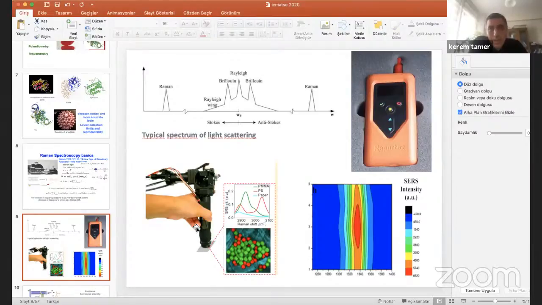But there is some stability problem. Okay, but the laser technology and detector technology are developing, and the Raman spectroscopy technique's popularity is also increasing, especially during the last decade. Okay.